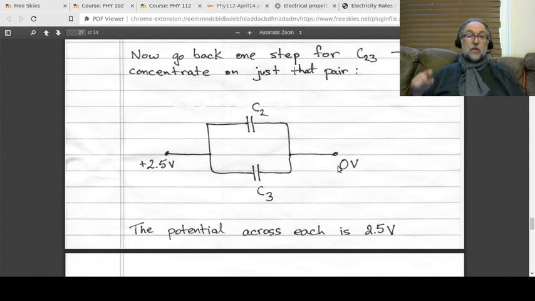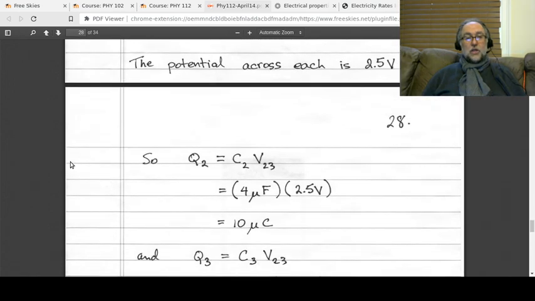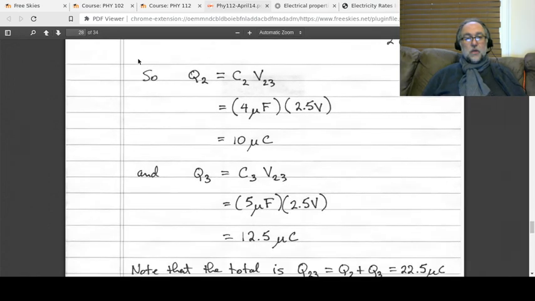And now we can figure out the accumulated charge on C2 and the accumulated charge on C3 because you have the potential, you have the capacitance, and you can get the charge on each one of them. Okay. And for the charge, you can just use Q is equal to CV. So for Q2, that's C2 times V23. Why 23? Because the potential drop across either 2 or 3 is 2.5. So C2 was 4 microfarads, and V23 was 2.5.